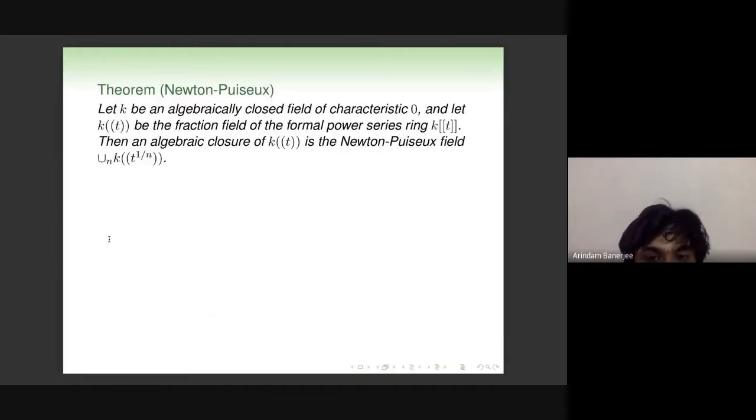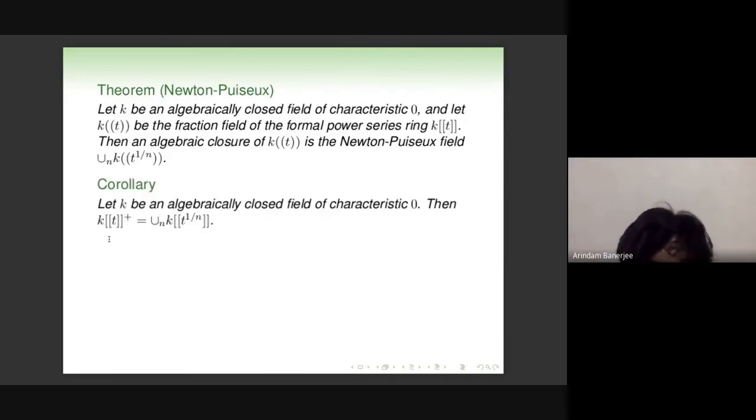So this is the Newton-Puiseux theorem. If K is an algebraically closed field of characteristic 0, take this Laurent series field, which is the field of fractions of the formal power series ring, then the algebraic closure is the Newton-Puiseux field we discussed. Here n can vary over all positive integers. The proof of this result, we'll come to the proof, but as a corollary, we get the following.